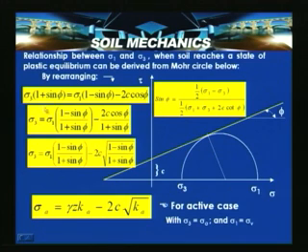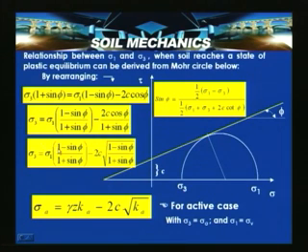With further simplification and rearranging, we can write sigma 3 is equal to sigma 1 into (1 minus sin phi) by (1 plus sin phi) minus 2c cos phi by (1 plus sin phi). The term (1 minus sin phi) by (1 plus sin phi) we can now recognize, which is nothing but Ka. So sigma 3 is equal to sigma 1 into (1 minus sin phi) by (1 plus sin phi) minus 2c into root of (1 minus sin phi) by (1 plus sin phi). That is by using the trigonometry principle we have written this.